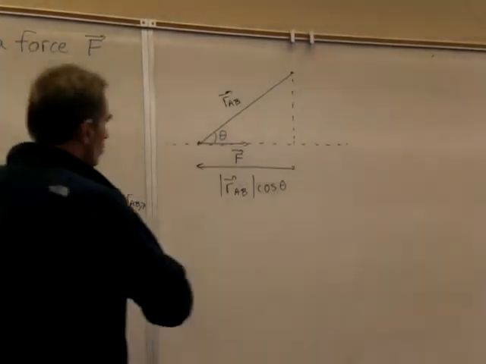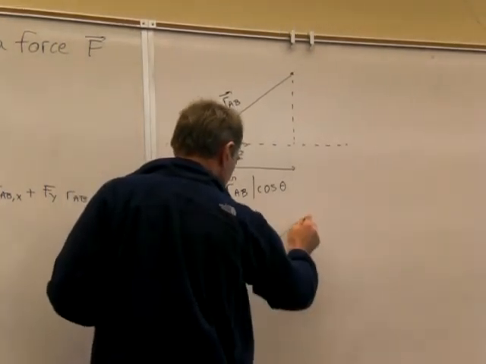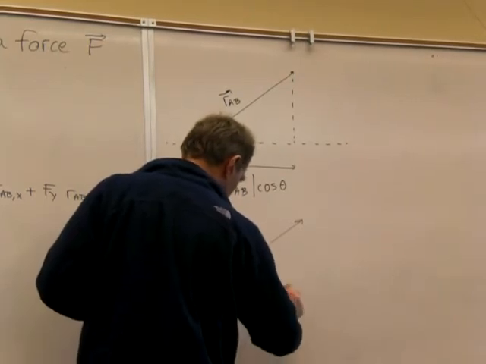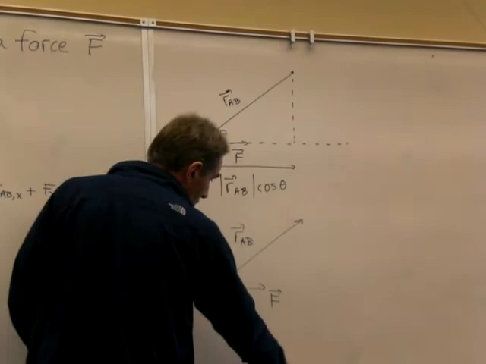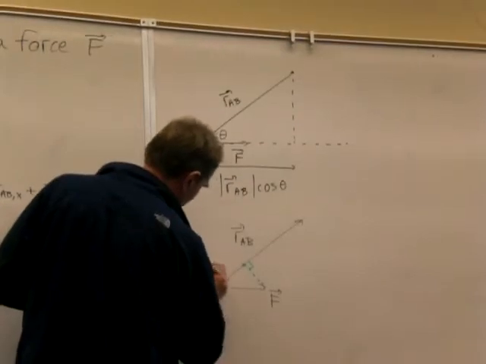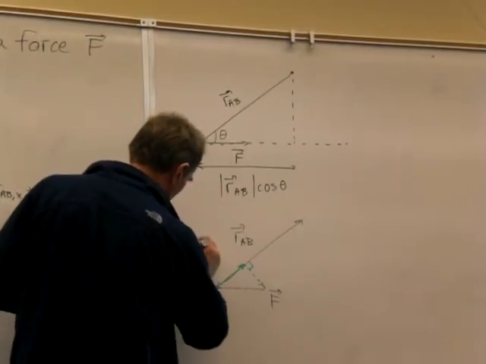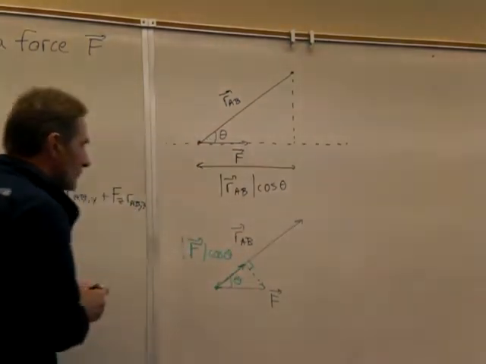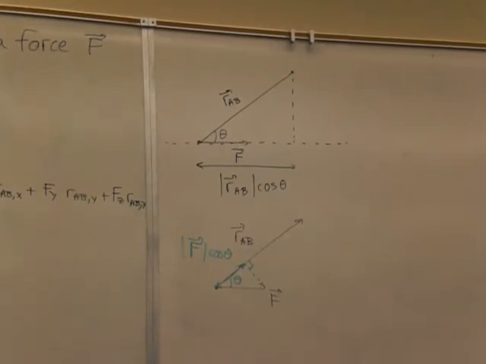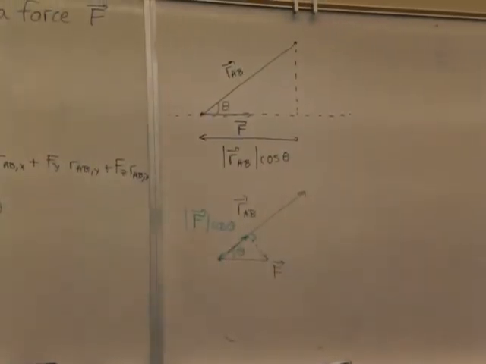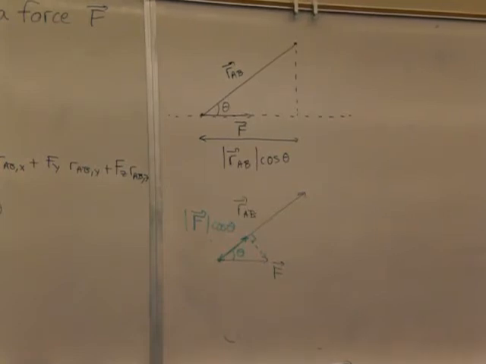Or you could also say that it is the displacement times the component of the force along the displacement. This would be F cosine theta. So you can say it is this, or you can even say it is F along the displacement times the displacement, or the displacement along F times F. So there are three ways to look at it.